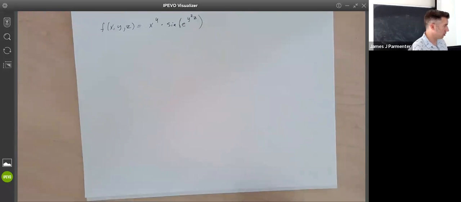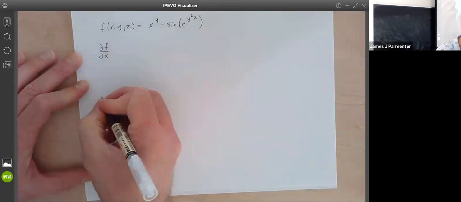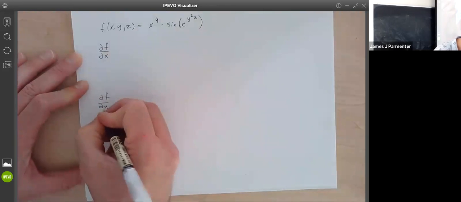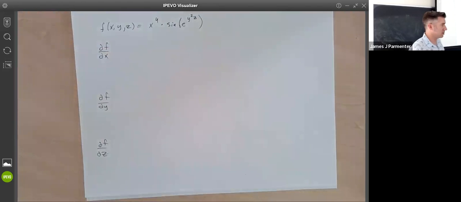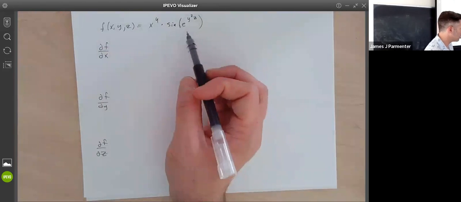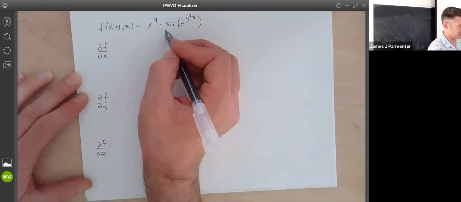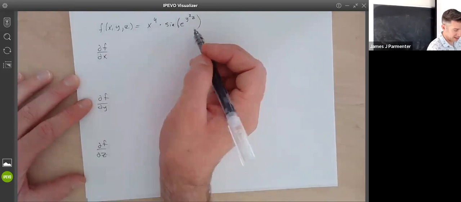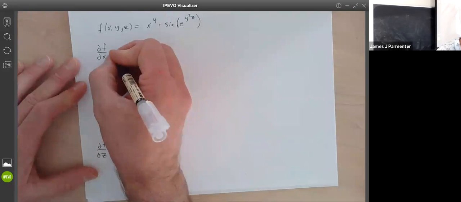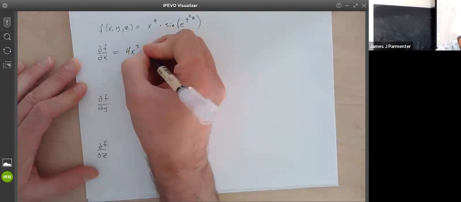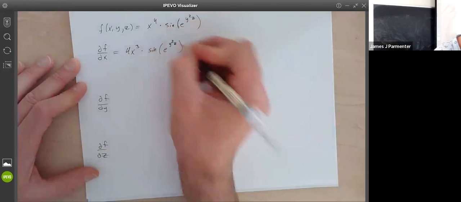We want to find all the partials, meaning we want to find del f del x, del f del y, and del f del z, or basically all the partials until you've exhausted all the variables in your function. Well, del f del x isn't too bad. I've got x^4 times a constant. Sine of e^(y^2 z) is just a constant in this context. So del f del x is going to be 4x^3 times all the other stuff. That's it.